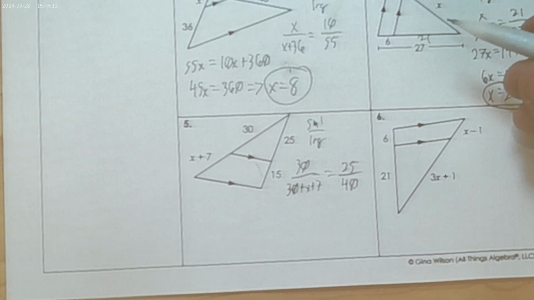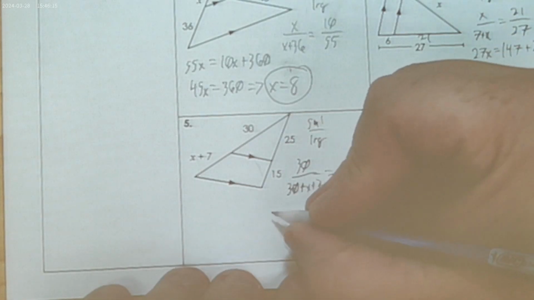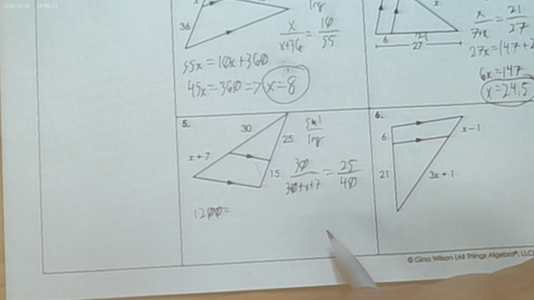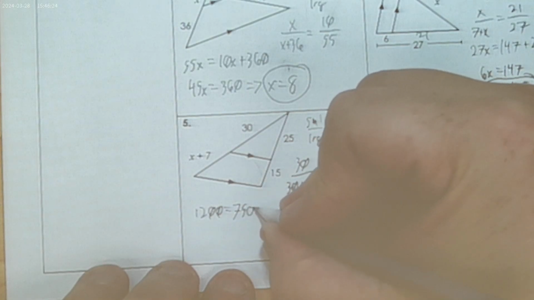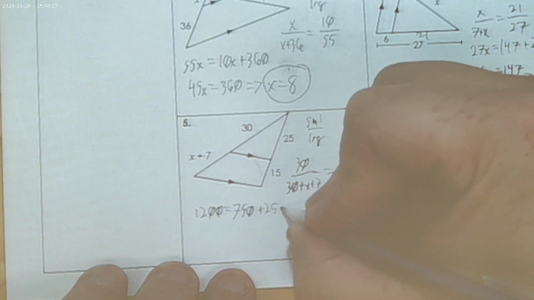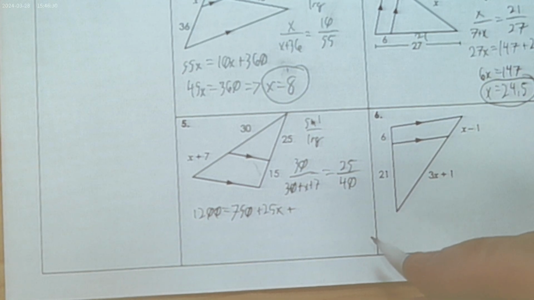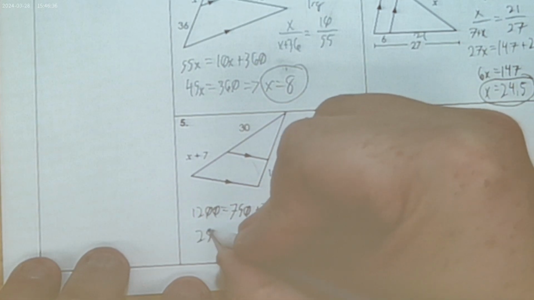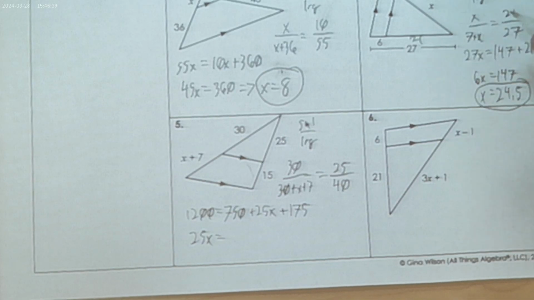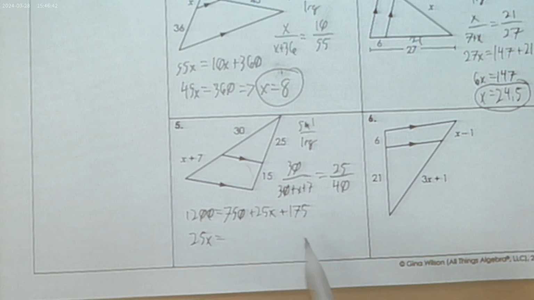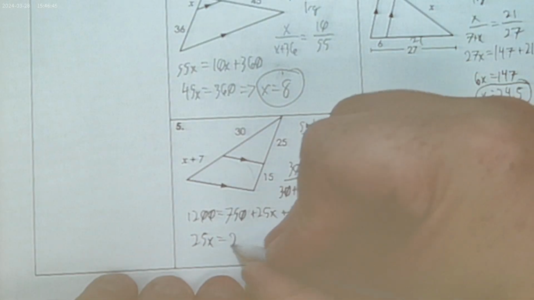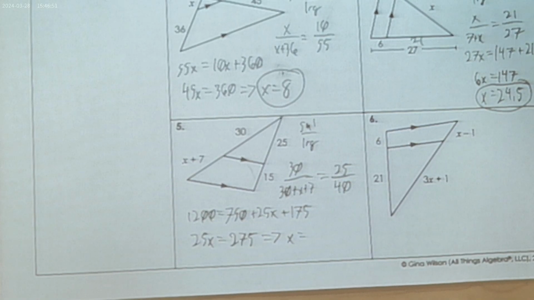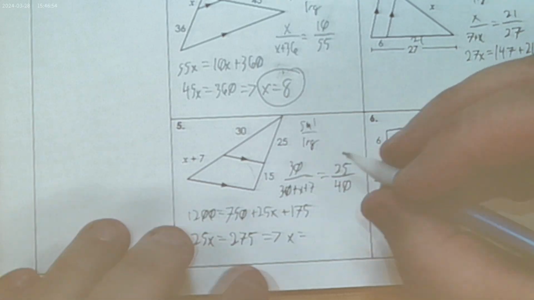So let's see. I've got 30 times 40. So that gives me 1200. Do that over here. Equals 25 times 30, 750, plus 25x plus 7 times 25, 175. So what that means is 25x equals 1200 minus 750 minus 175 equals 275. Therefore, x equals 275 divided by 25 equals 11.